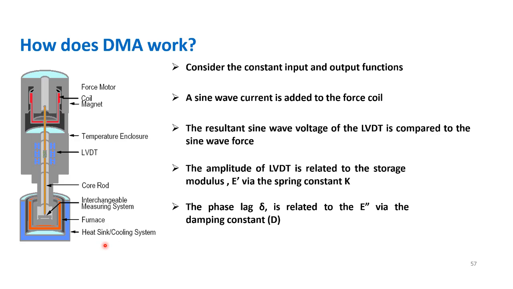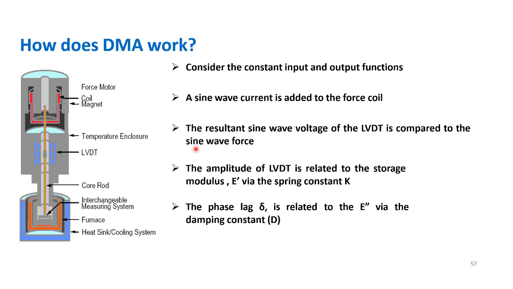So we need to consider input and output functions, and a sine wave current is added to the force coil. The resultant sine wave voltage of the LVDT is compared to the sine wave force. So here the voltage is proportional to the force applied basically. So how much force we are getting, or vice versa, if we are applying the strain, then how much we are getting.